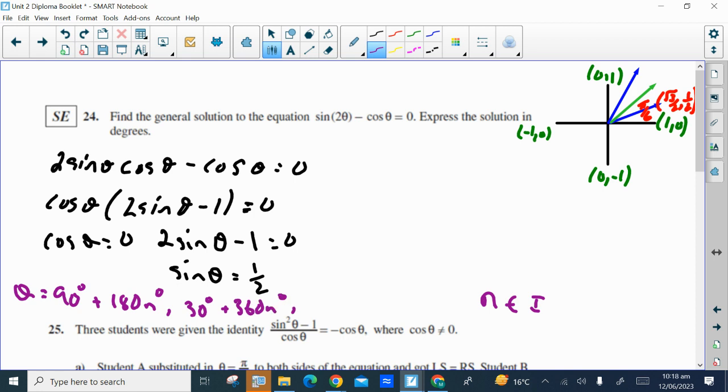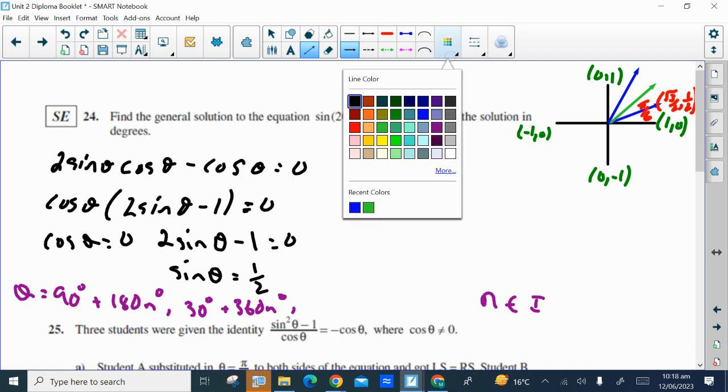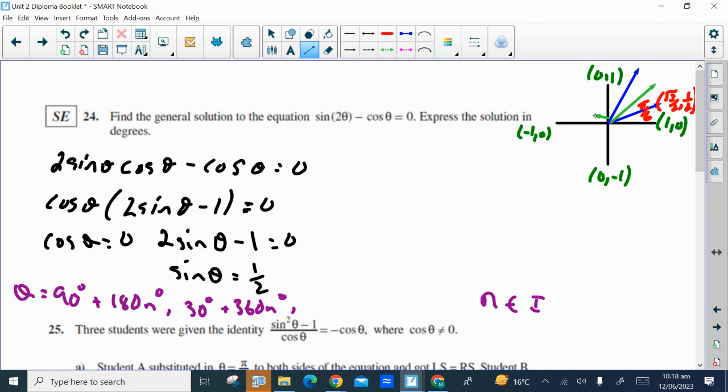And then the other place where the sine is also positive 1/2 would also have a reference angle of 30 degrees, which is 150 degrees, 30 degrees short of 180. So this will be 150 degrees plus 360n degrees. So there are the general solutions to that equation.